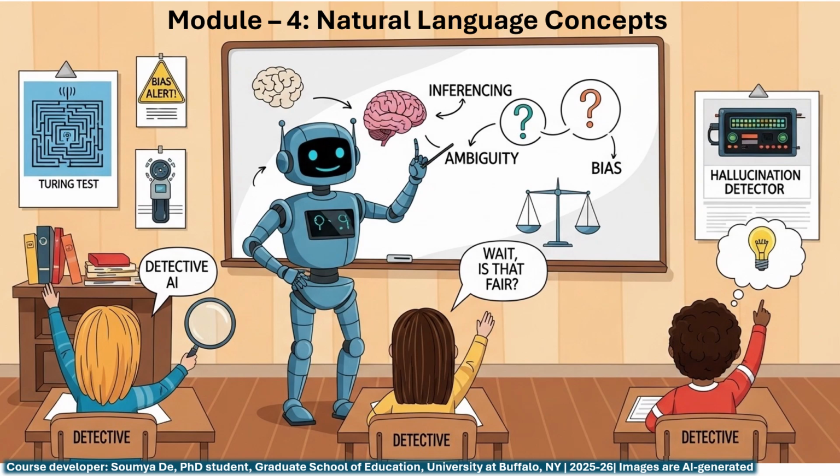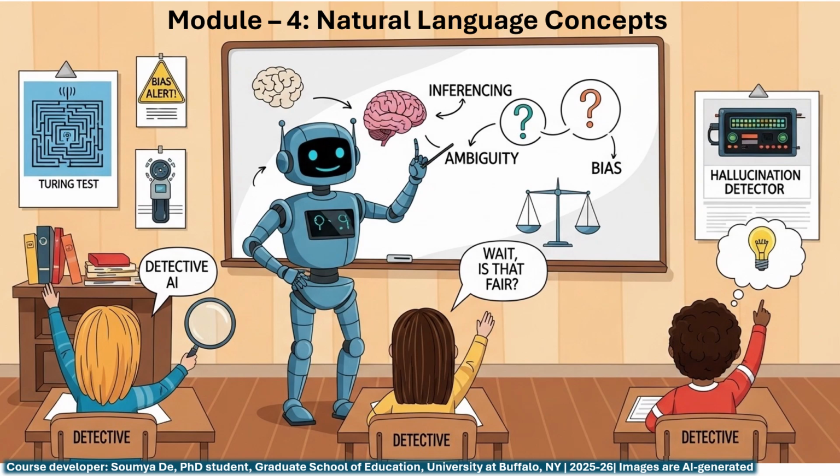All right, detectives and future scientists, welcome to Module 4. In this module, we will look at how a computer processes natural language. Today, we are putting on our bias-busting goggles and hallucination detectors to figure out how AI guesses wrong, like when your little brother blames the dog for eating the cookies. Why computers can be unfair without meaning to? Well, it's not the robot's fault, it's ours.